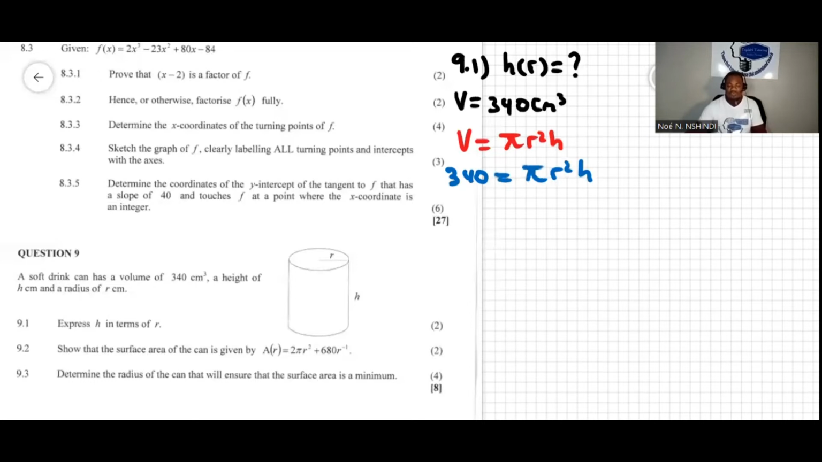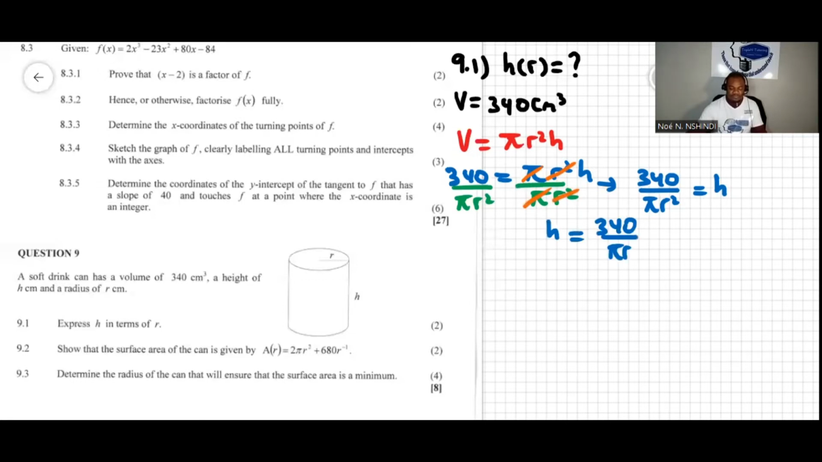Now we're going to express h in terms of r. To do so, we can just divide both sides by pi r squared. And then this implies that 340 over pi r squared is equal to h. Because here pi r squared cancels, we have h equal to 340 over pi r squared. So that's the formula for the function h of r.